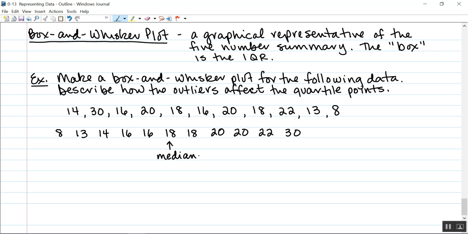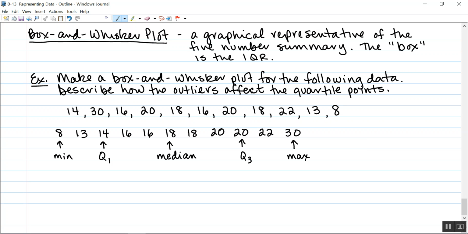And let's find our quartiles. Looking at the lower half, this is the median of the lower half of the data, so that's going to be my Q1, my lower quartile. And in my upper half, this is going to be my Q3, my upper quartile. And here I have my minimum, and here I have my maximum.